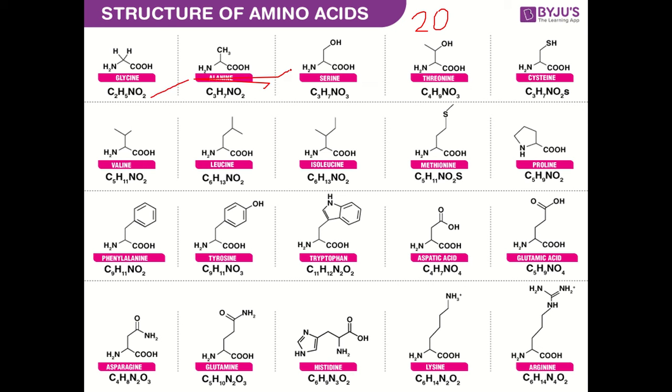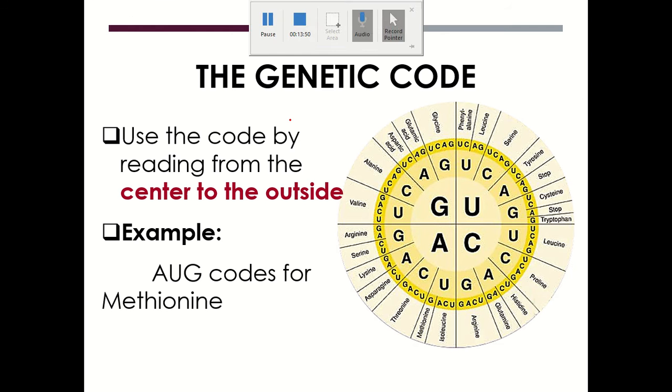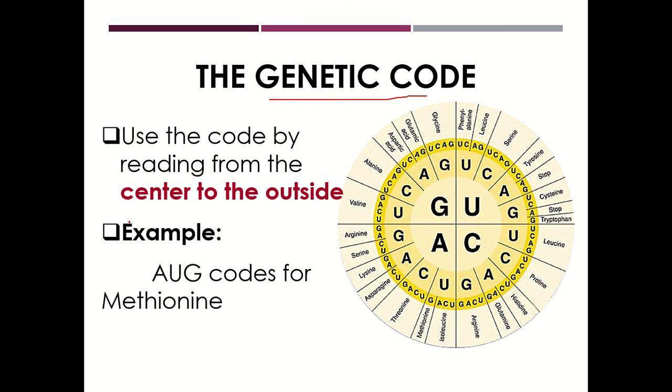We have the glycine, alanine, serine, threonine, cysteine, valine, leucine, isoleucine, methionine, proline, phenylalanine, tyrosine, tryptophan, aspartic acid, glutamic acid, asparagine, glutamine, histidine, lysine, and arginine. So remember those amino acids. So for genetic code, so these are the genetic code.